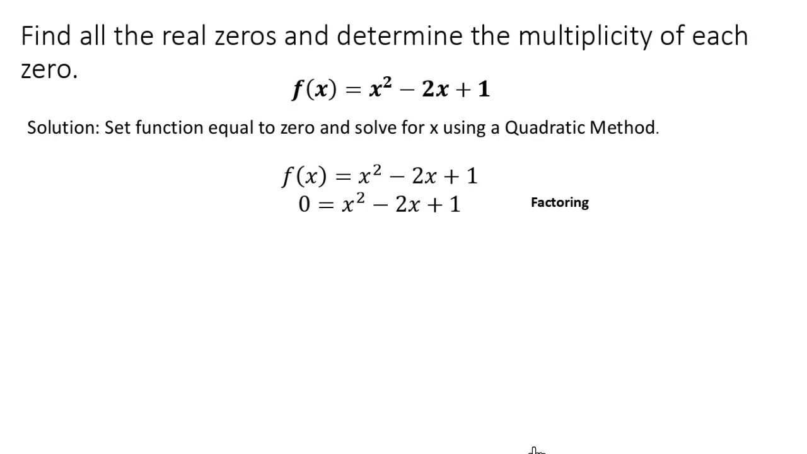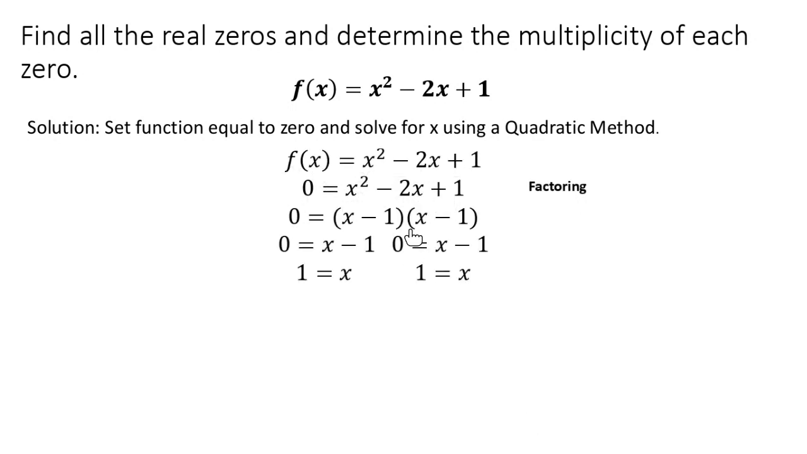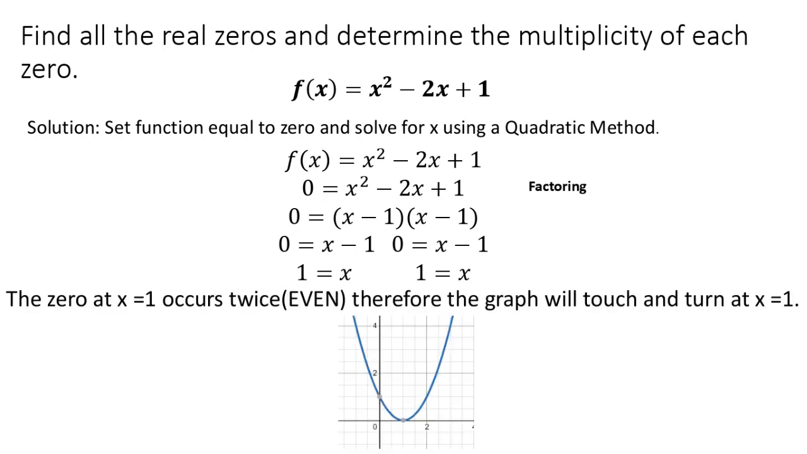But in this case, we can factor. It's going to be x minus 1, x minus 1. So then I can use the zero product property, which tells me that x minus 1 is equal to 0 and x minus 1 is equal to 0. If I solve for x here and I add 1, I get 1 is equal to x and 1 is equal to x. So x equals 1 is my zero, right? And it appears twice.